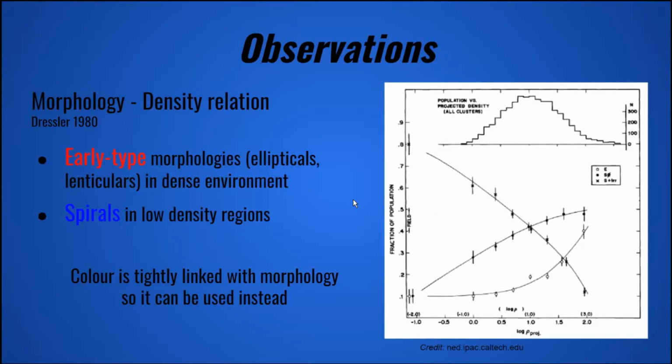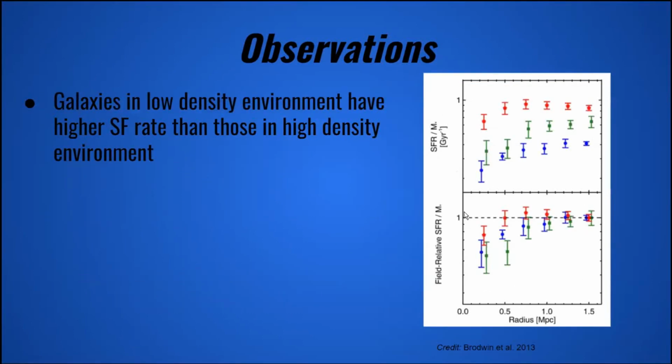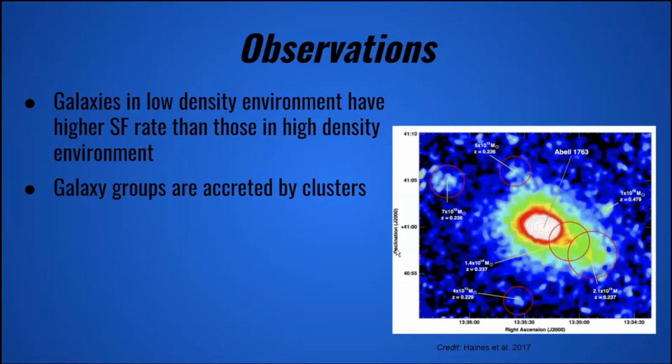But morphology is something that requires you to look at each galaxy picture by picture, and it's time consuming. Because we said usually early types are red because they're old, we can use color, and we observe exactly the same situation as we do in star formation rate. So we see that towards the center we have redder galaxies, so no star formation, while the galaxies in the field or in the outskirts are forming stars. So clearly the environment is affecting what happens to the galaxies.